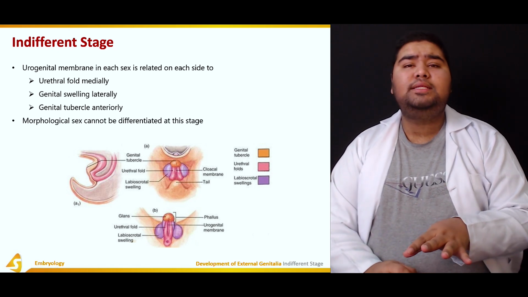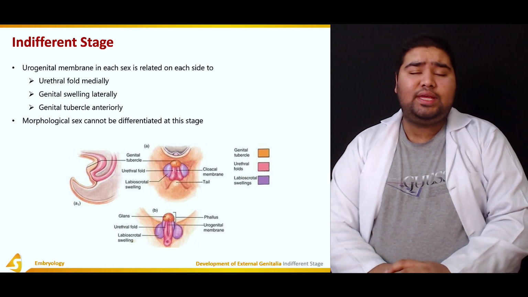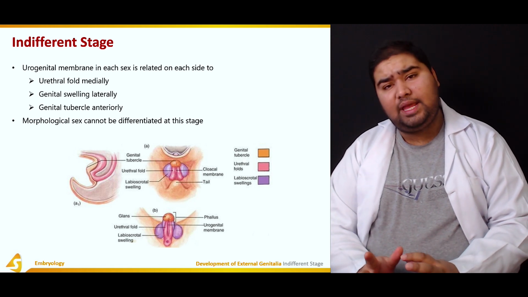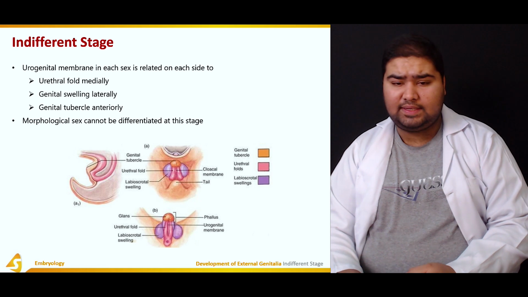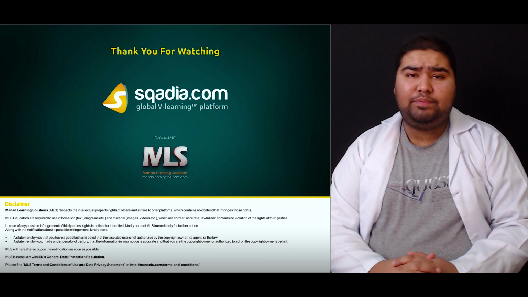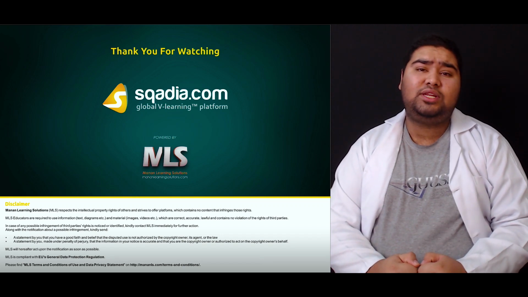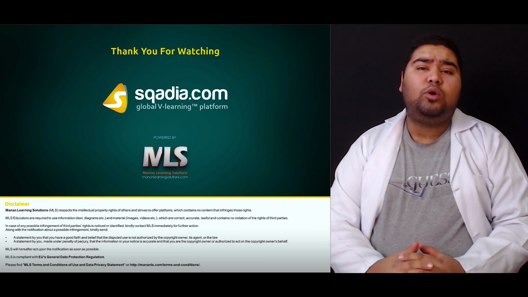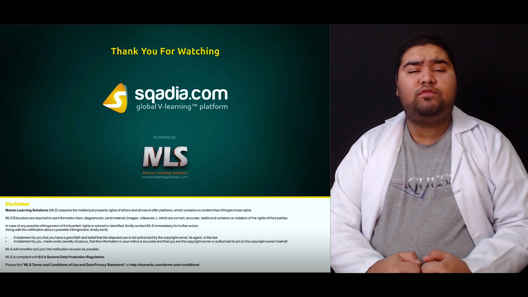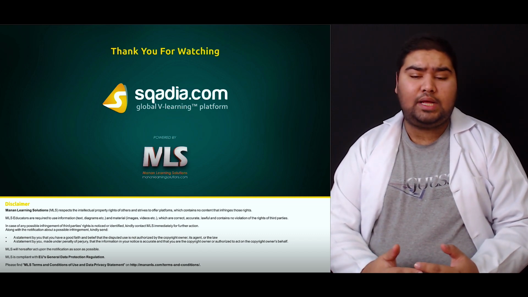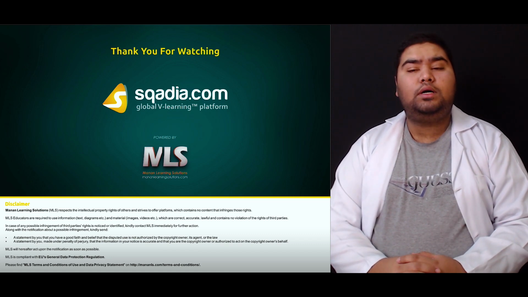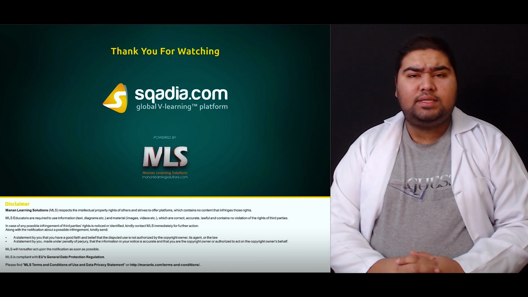At this point in time, the morphological sex of the individual cannot be determined. This is the indifferent stage at which the development is the same in both male and female fetuses. So this was all about this section. We talked about what happens in the indifferent stage, what an indifferent stage actually is. We saw the adult derivatives of various embryonic structures and how they help in the formation of the adult genital system.